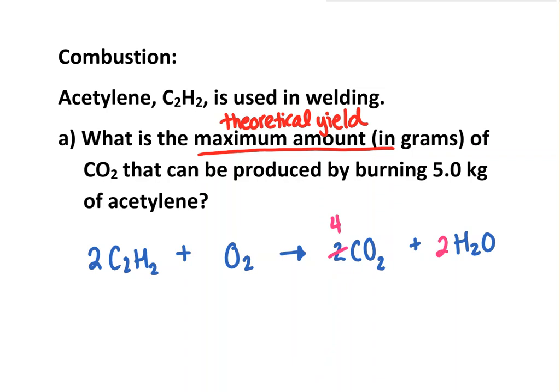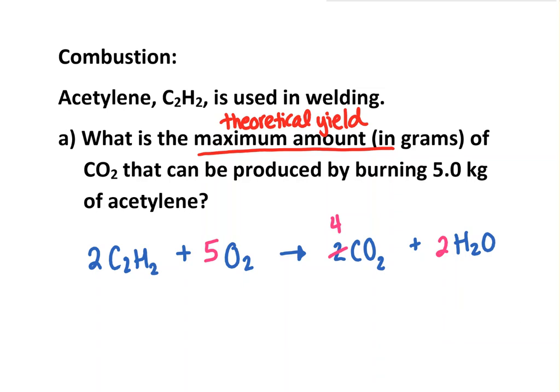So I can check my carbon, it should still be balanced. 4, 4, hydrogen, 4, 4. Now let's check oxygen. I have 4 times 2, that's 8 there, plus 2 there. That's a total of 10 on this side. And so now I can see I need a 5 here. Okay, so now we have a balanced chemical equation.